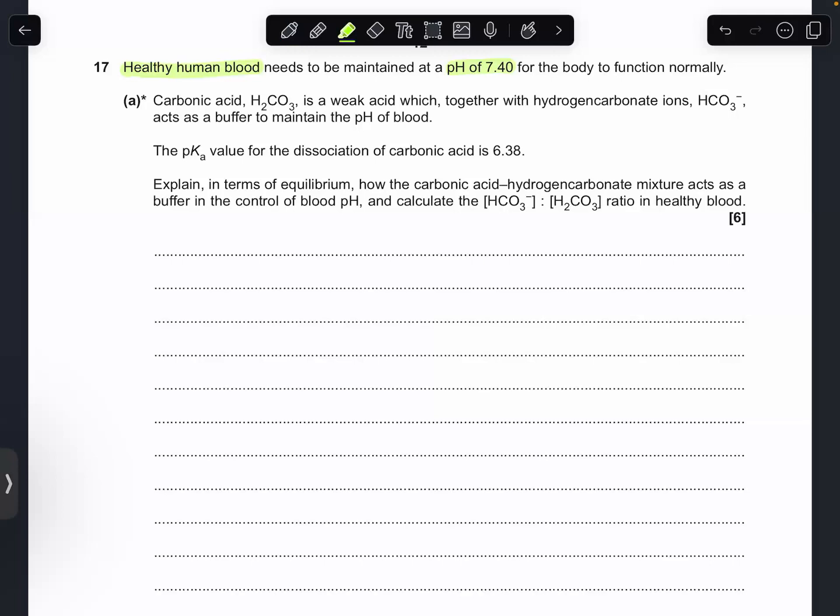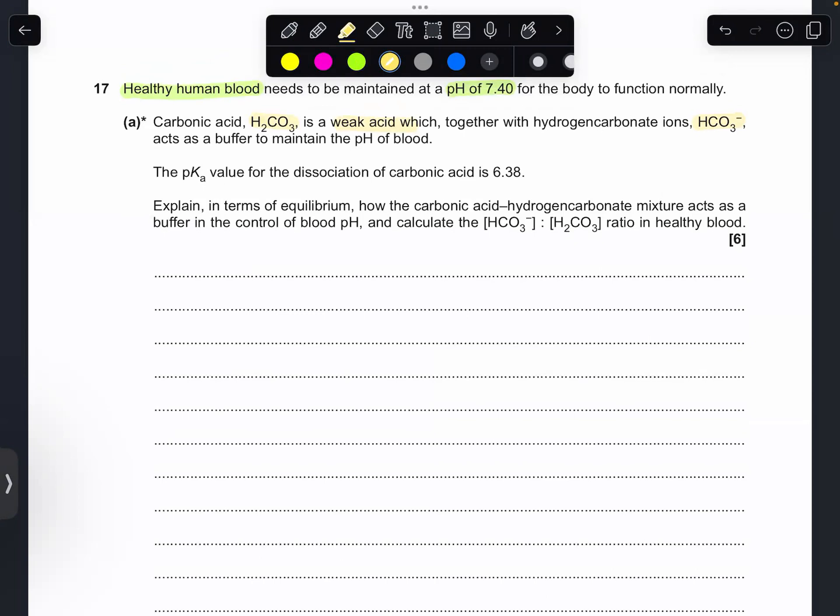Carbonic acid is a weak acid, H2CO3, which together with hydrogen carbonate ions acts as a buffer to maintain the pH of blood. The pKa value for the dissociation of carbonic acid is given here. Explain in terms of equilibrium how the carbonic acid hydrogen carbonate mixture, this over here, acts as a buffer in the blood in the control of blood pH.